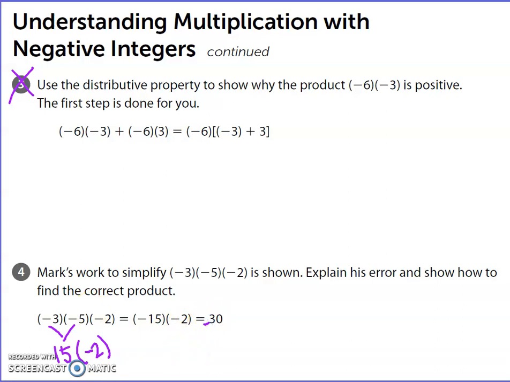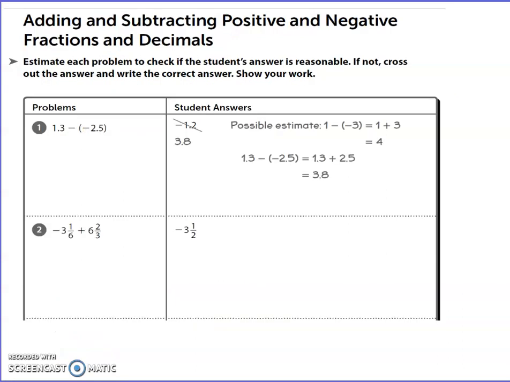Let's keep going. So now we're moving on to adding and subtracting positive and negative fractions and decimals. These are rational numbers. And read these instructions very carefully. I read them incorrectly the first time through. It says to estimate each problem and see if the student's answer is reasonable. If it's not, then we'll need to correct it. Show your work.